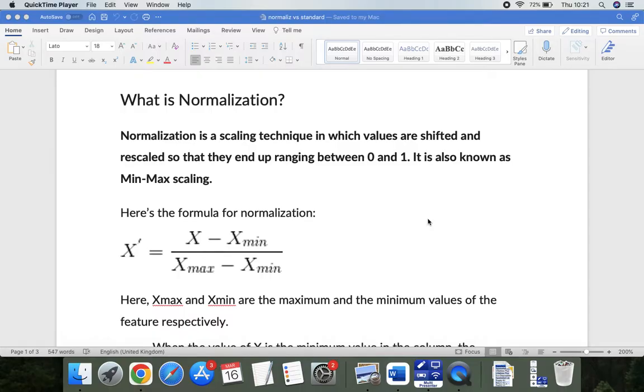There are many ways to transform your data. There are L1, L2 regularization techniques, normalization, standardization, and many others as well. But these are some of the most commonly used or most commonly cited techniques. One is normalization. Okay, what is normalization?